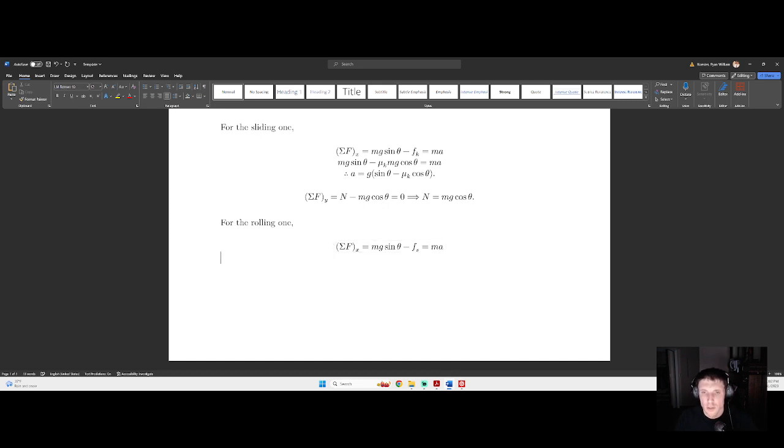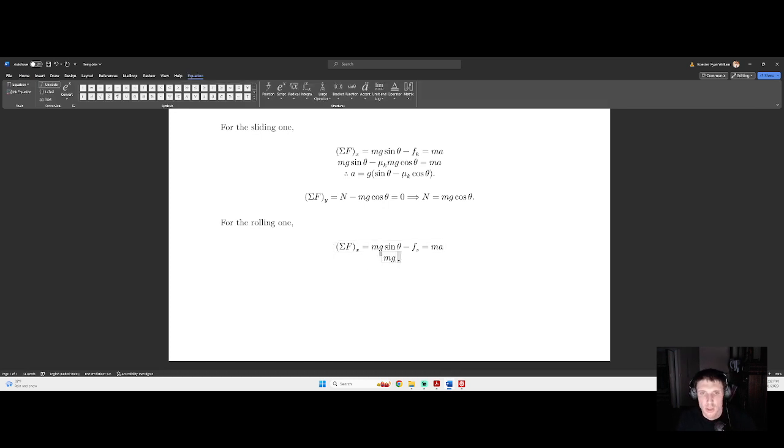So if I go through, I write this one more time, appealing to the work that I've done before, I can write mg sine theta minus mu sub s mg cosine theta equals ma, right? So this just tells me that a must be equal to g sine theta minus mu sub s cosine theta, right? And this suggests that mu sub k is equal to mu sub s, right? So the two coefficients are equal.